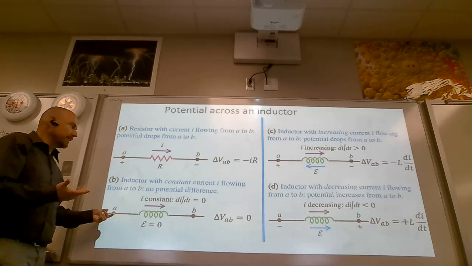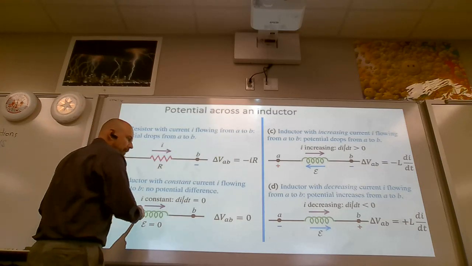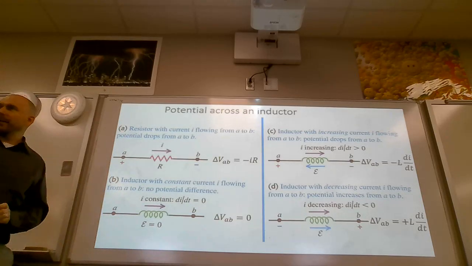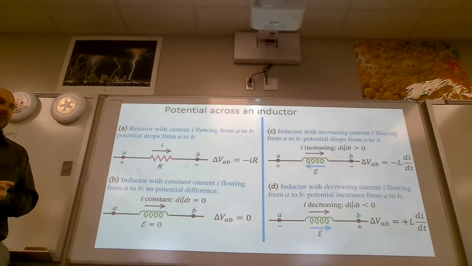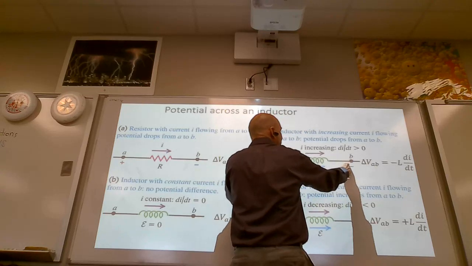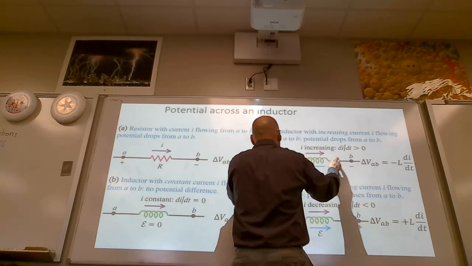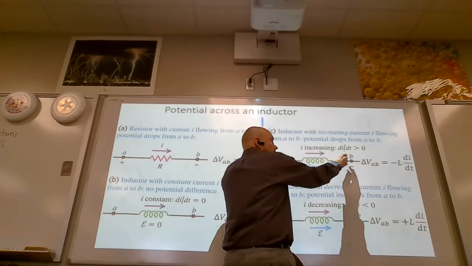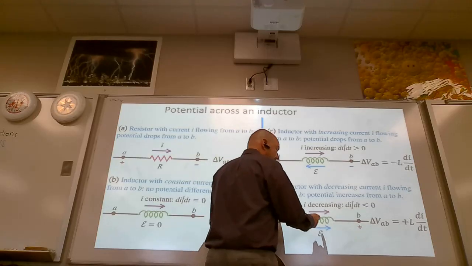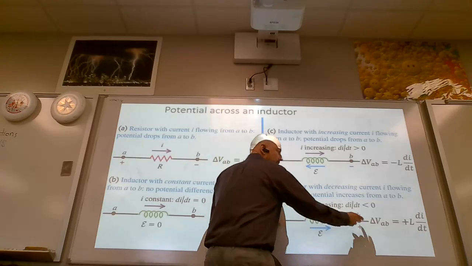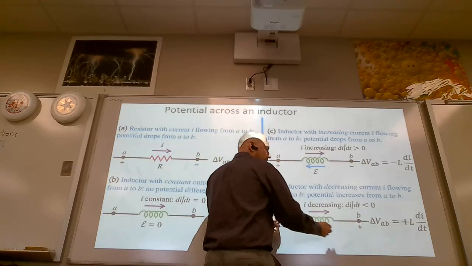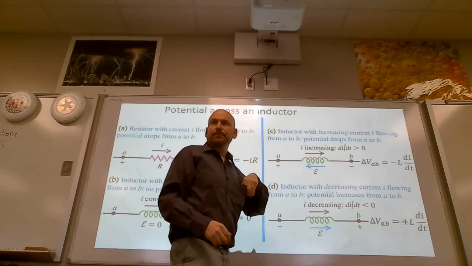Okay, and if it's ideal, there's no resistance in that, so there is no voltage drop or gain across that. If current is constant, it acts like a wire. If current is increasing, this acts like a voltage drop, just like a resistor. It's a higher electric potential here, a lower electric potential there. It's fighting against that. If current is decreasing, then this becomes a voltage gain as we go this way. This has a higher electric potential over here, and it acts like a temporary battery.